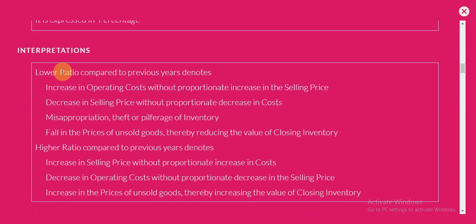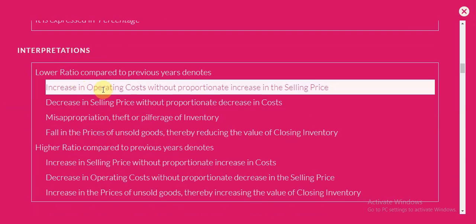Interpretations: if we have a lower GP ratio, then there could be various reasons why we are having a lower GP ratio. It could be because there is an increase in operating cost without a proportionate increase in the selling price. If the operating cost increases, but the selling price did not eventually increase, then what will happen? The profit will get reduced, the GP will get reduced, and thereby leading to a lower ratio.